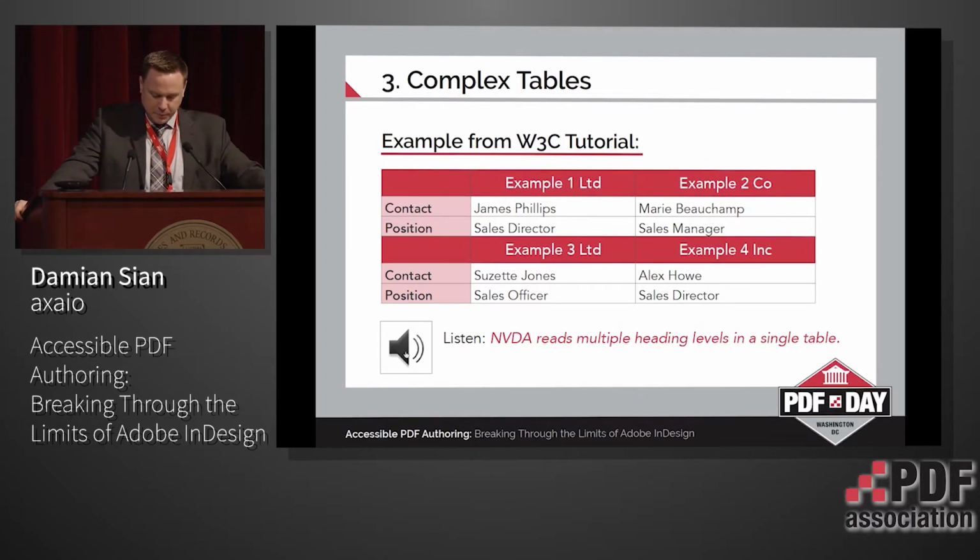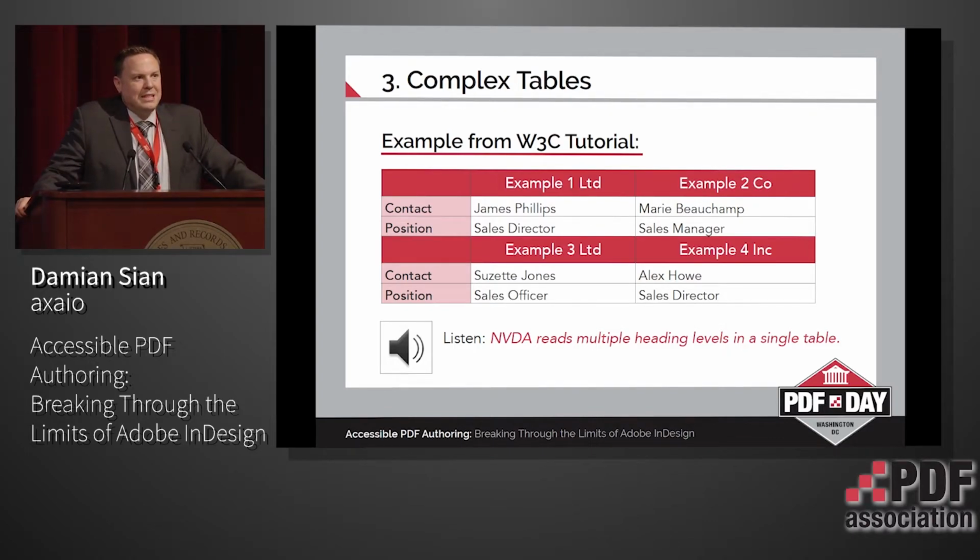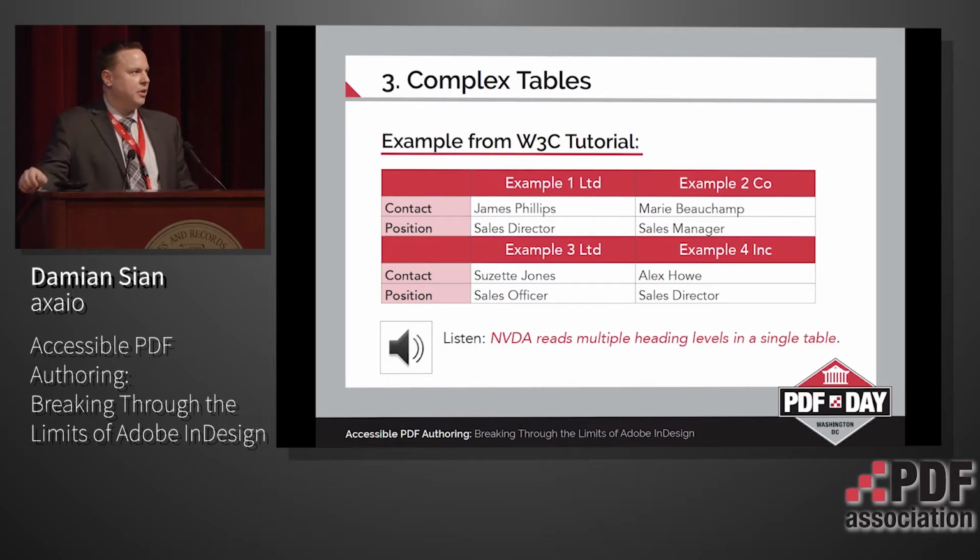Row 1 example 1 limited. Contact row 2 James Phillips. Position row 3 sales director. Row 4 example 3 limited. Contact row 5 Suzette Jones. Position row 6 sales officer. So each table data cell called out what the appropriate header was. The screen reader did that for the non-sighted user. Without that kind of detailed work, it's impossible for the screen reader to have the understanding of the correlation from the data cell to its header in a complex table like that.